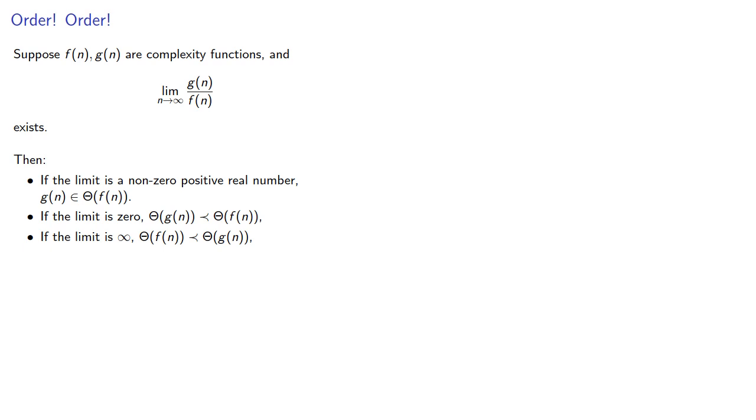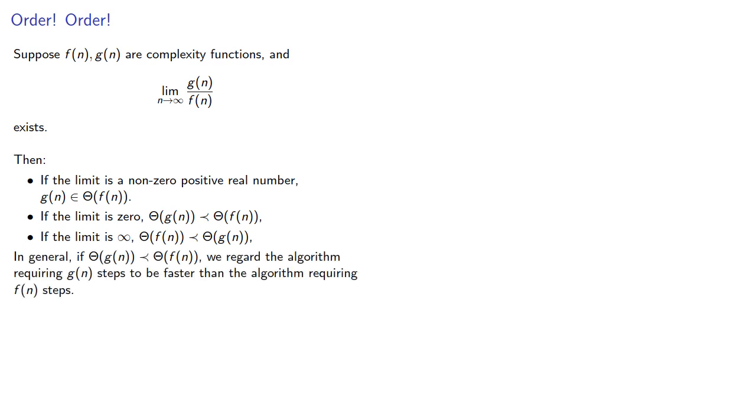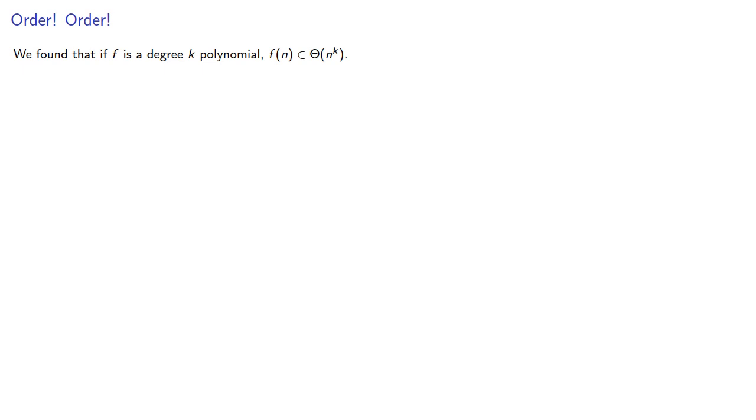And in general, if the order of g of n is less than the order of f of n, we regard the algorithm requiring g of n steps to be faster than the algorithm requiring f of n steps. We also found that if f is a degree k polynomial, then f of n is order n to the k. What about transcendental functions?